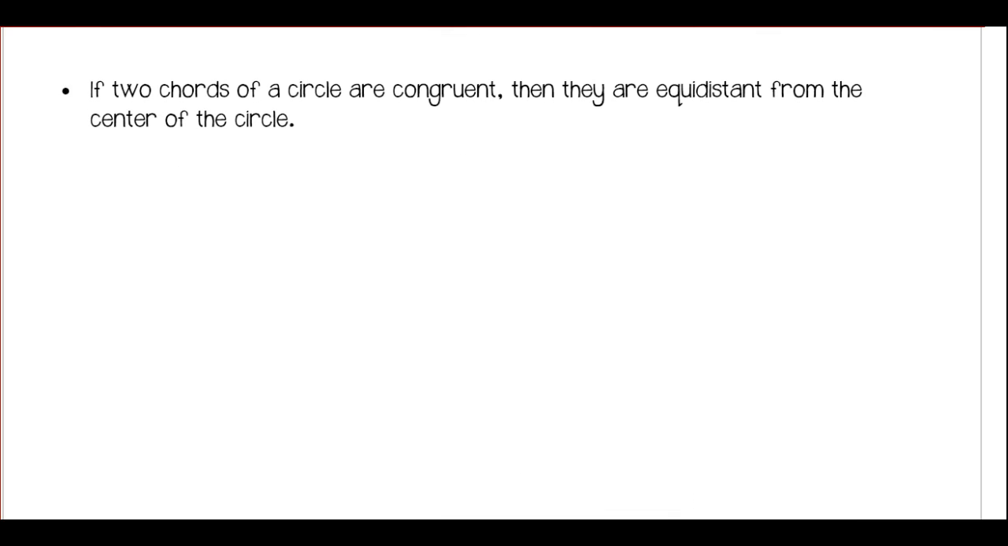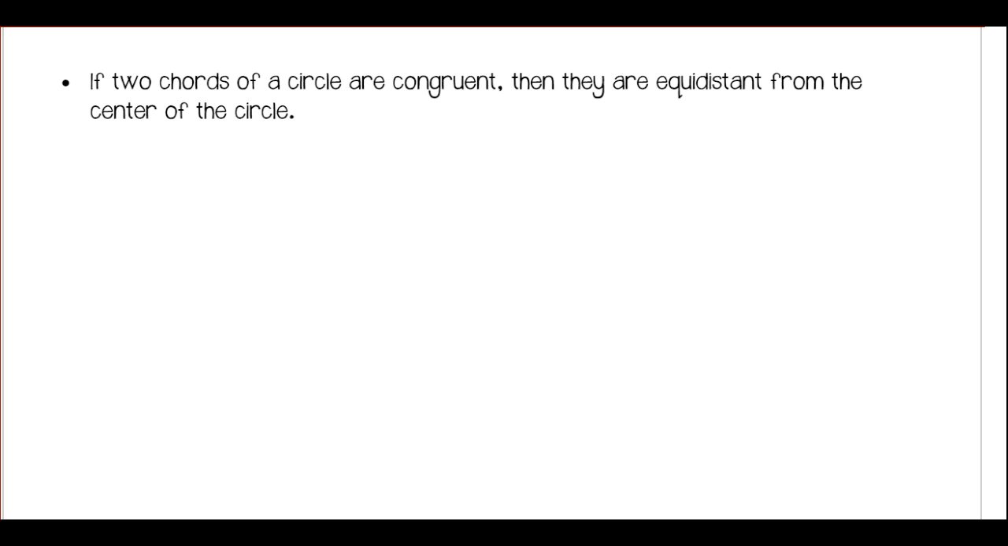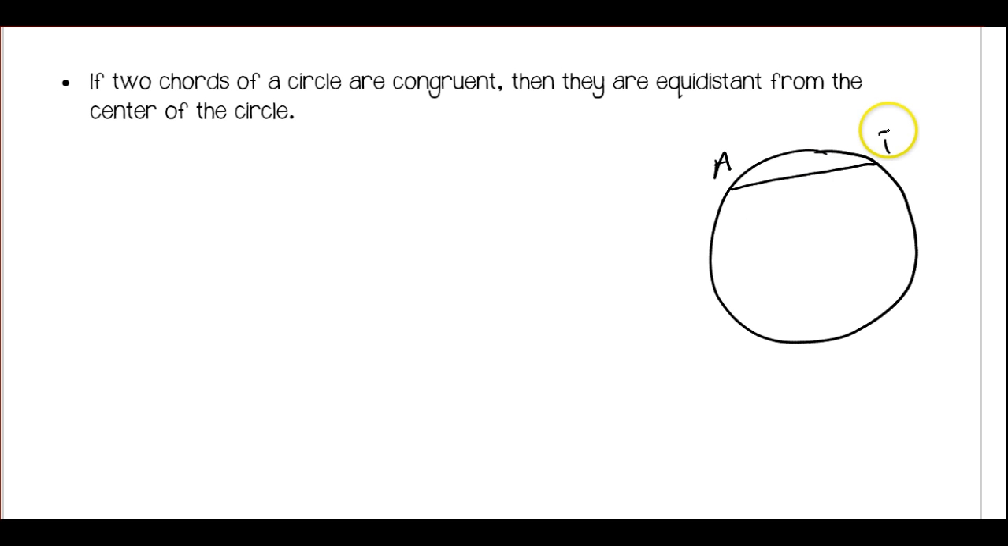All right, moving on to the second one. If two chords of a circle are congruent, then they are equidistant from the center of the circle. So basically, we're going to have the same picture. Now we're just looking at the converse. So I've got chord AB. I've got chord CD. Here's the center of the circle. Here's the segments that represent the distances from the center to the chords. Remember, they're the perpendicular distances. So we'll call this point E again. We'll call this point F. Make the center of the circle O.